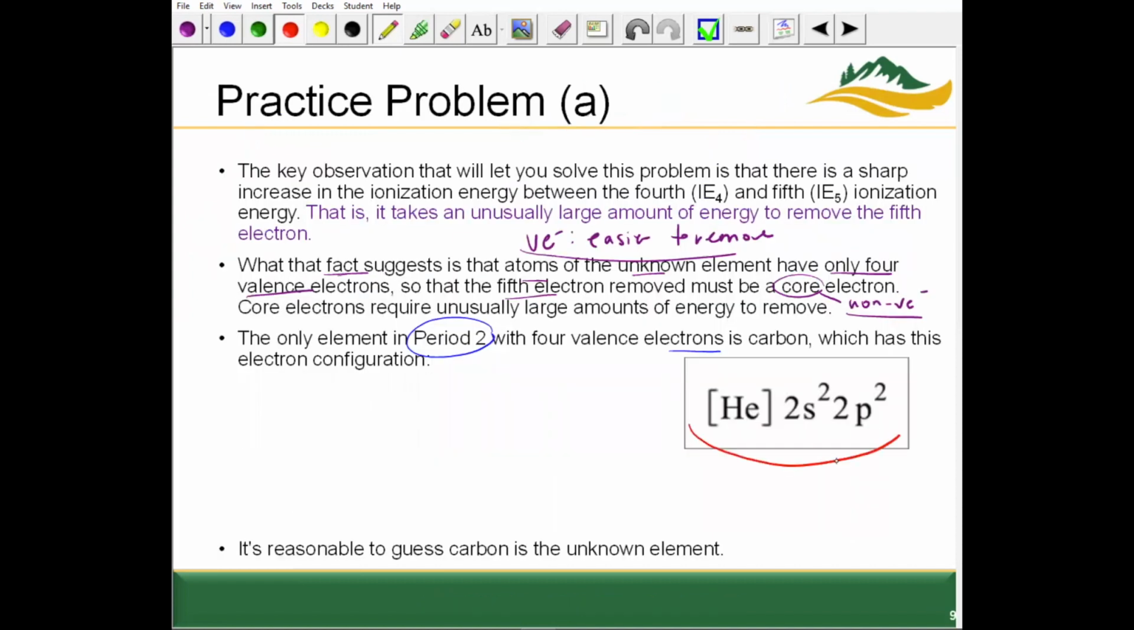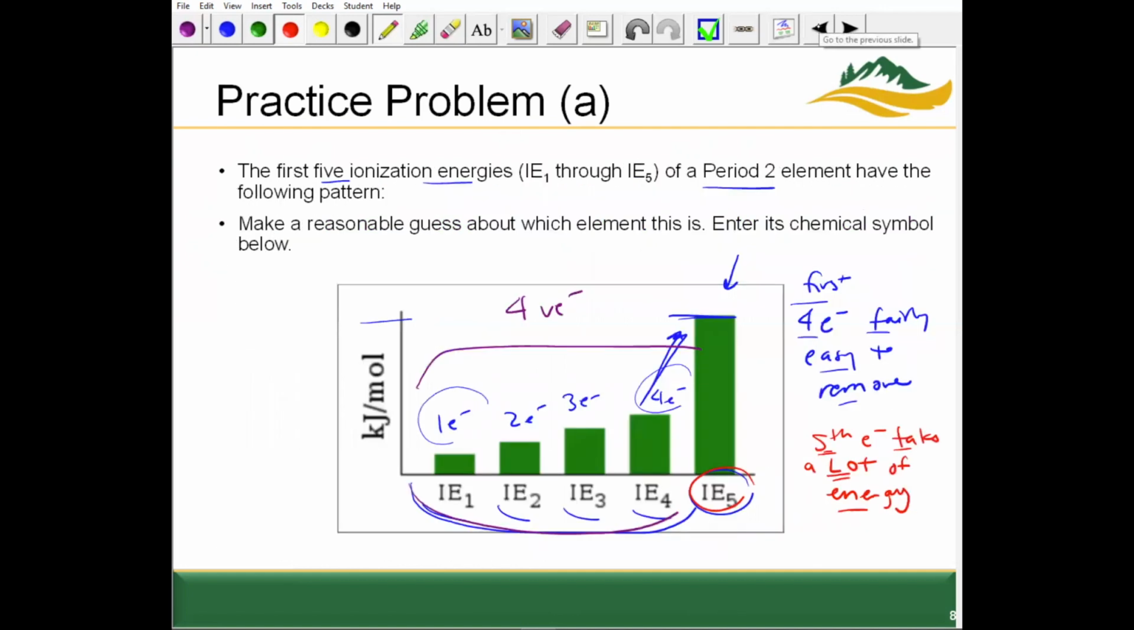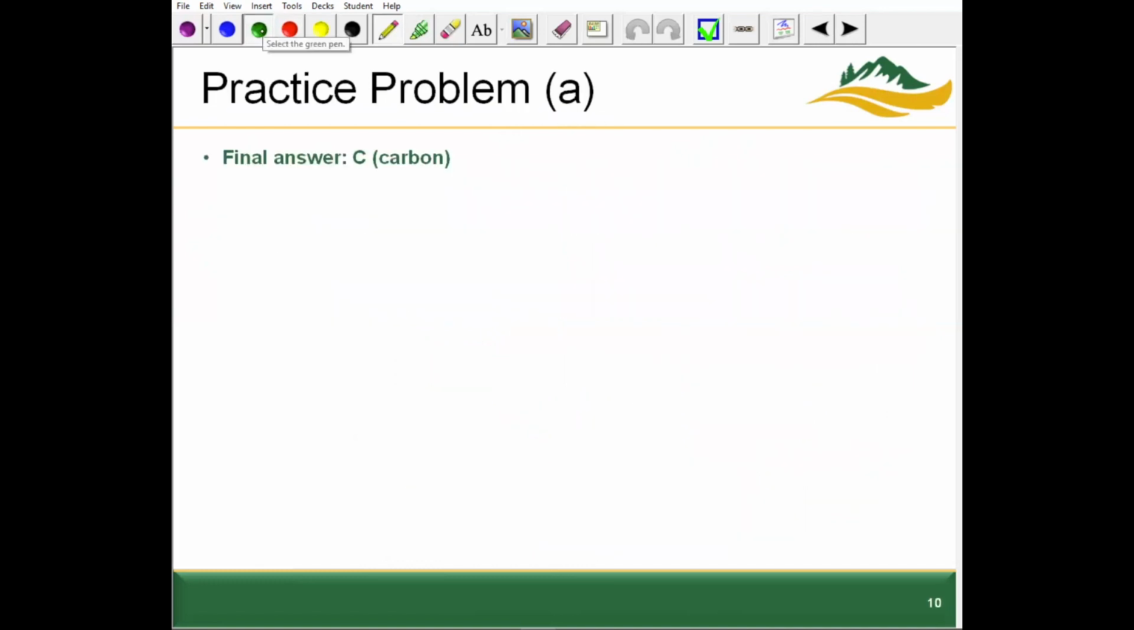So here's this electron configuration for carbon. We know that helium really represents 1s2. So we can show carbon as 1s2, 2s2, 2p2, or just helium, 2s2, 2p2. These are the same thing. So it makes sense that the best guess we have is carbon because 4 valence electrons, fairly easy to remove. That 5th one, much more difficult to remove. Because we can narrow it down to the second period like we were told in the problem, it makes sense that we would guess that this unknown element is carbon.